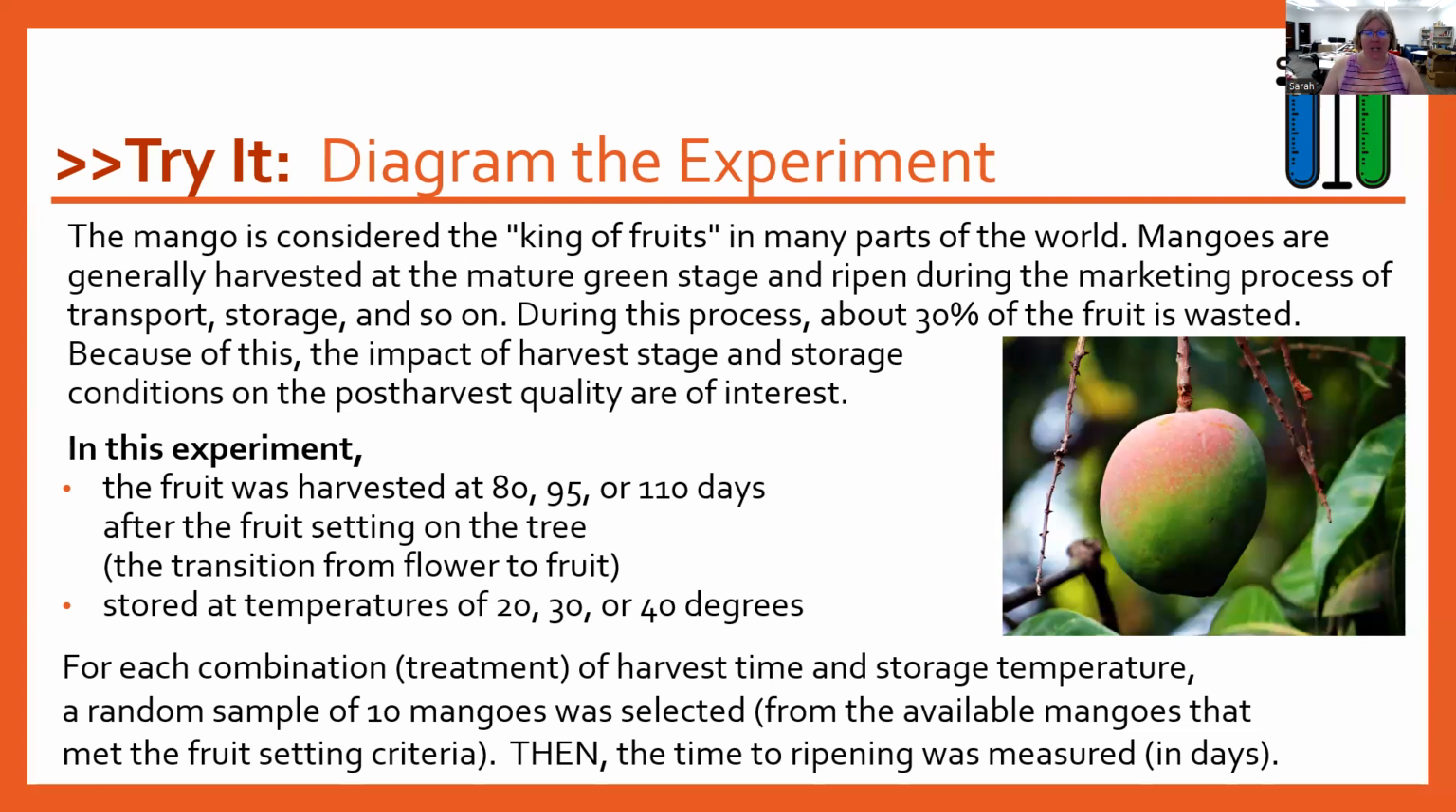So what you're going to need to do is figure out how many treatments you have so that you can figure out how many mangoes you need to start with in your sample. So you notice there wasn't a sample size given. All they said was that they want 10 mangoes in each of the treatment groups. So you're going to need to figure out the factors and the levels and use that to determine the number of treatments, and then multiply that by 10, and that'll tell you your starting sample size. And then go ahead and work on diagramming that experiment. So what I'd love for you to do is go ahead and pause the video and give this a try.